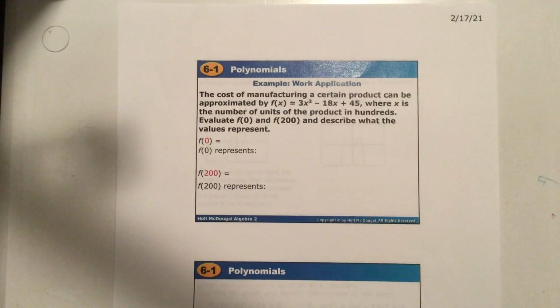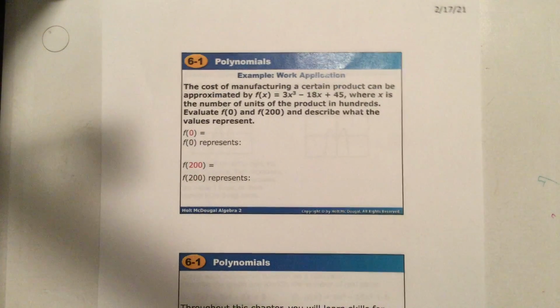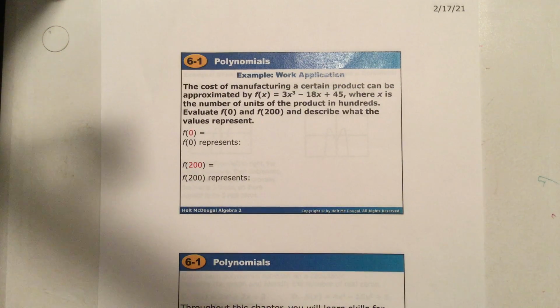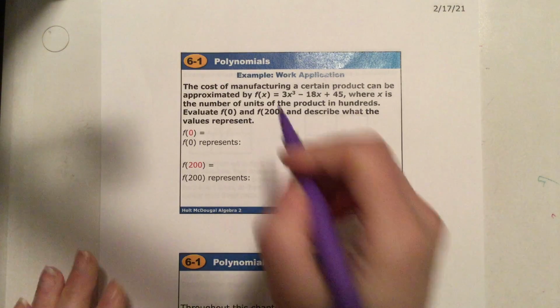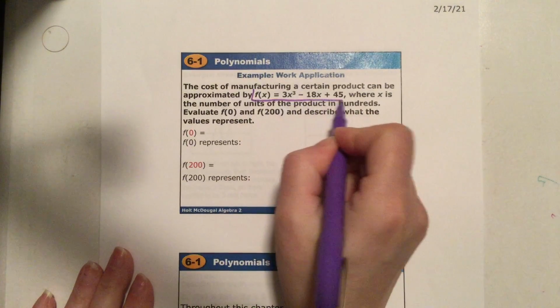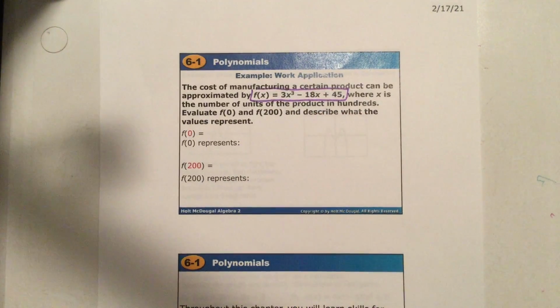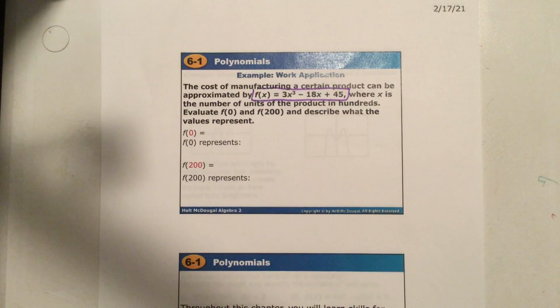Another thing is you can use polynomials to evaluate story problems. It says the cost of manufacturing a certain product can be approximated with this function, which notice it's also a polynomial. X is the number of units of the product in hundreds. So when it's a 1, it's 100. When it's a 5, it's 500.